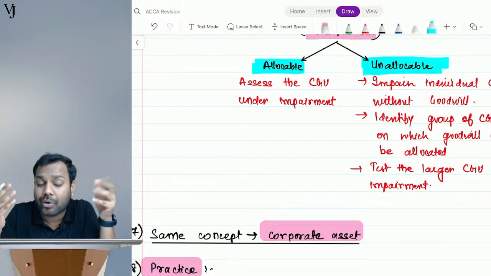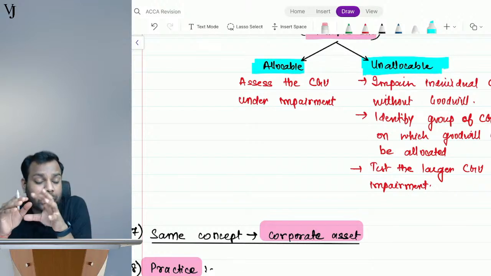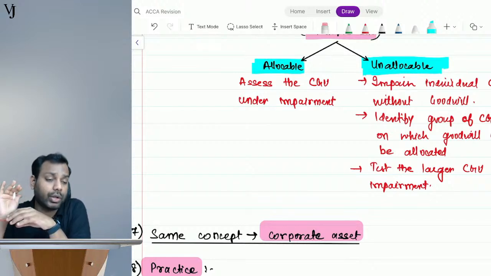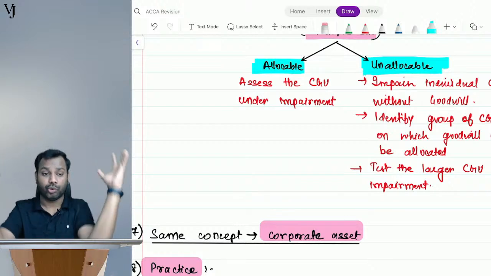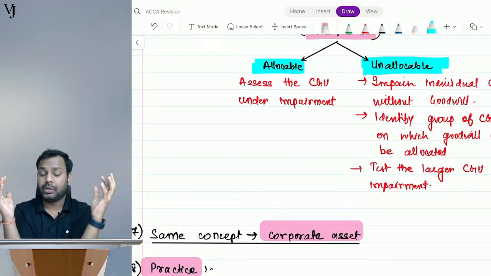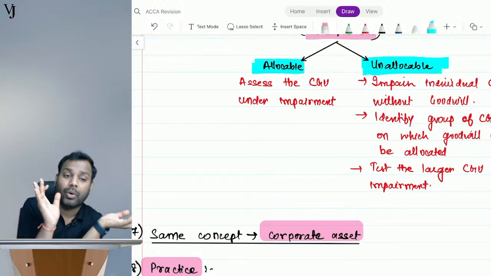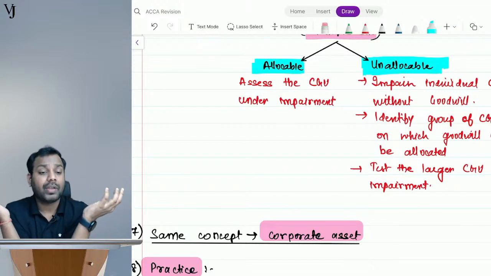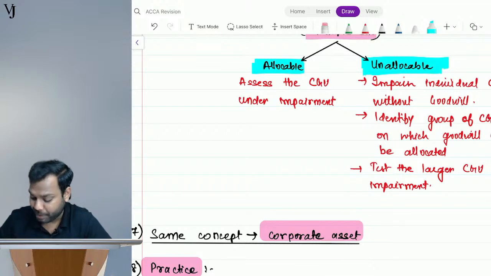But if it is not allocable, then what will I do? First, I will test the individual CGUs for impairment without the unallocable goodwill. Then I will test the larger CGU, that is a group of CGUs, the smallest possible group of CGUs on which the goodwill can be allocated. It can be the entity as a whole as well. Then I will test the larger CGU for impairment.